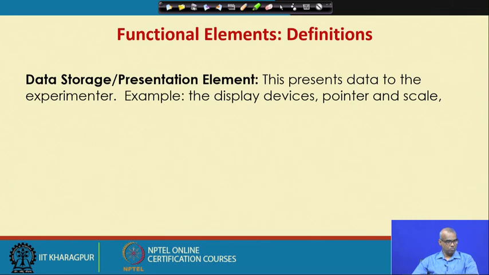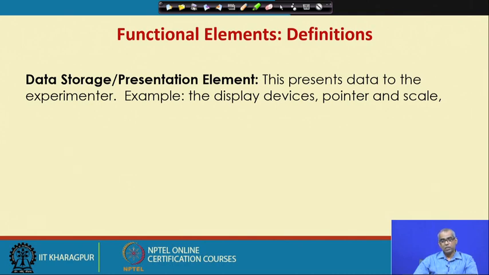See, a doctor's stethoscope. The doctor uses the stethoscope to measure your heartbeat. There it appeals to the audio sense of the doctor. The doctor does not see it, the doctor hears it, but most likely we look at the temperature measuring instrument, we look at the temperature indicated by the instrument, or look at the pressure indicated by the instrument. So, the data presentation element will present data to the experimenter in a form so that we can understand it.